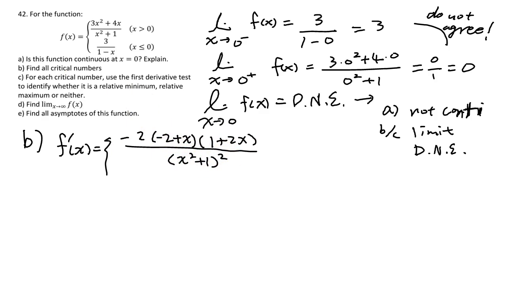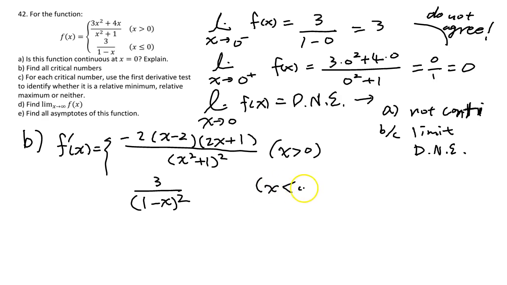Maybe I should, instead of writing it negative 2 plus x, write it backwards: negative 2 times x minus 2 and 2x plus 1. This is what you're going to get if you differentiate the top one when x is positive. And for the bottom one, you're going to get 3 over 1 minus x squared for x less than 0.